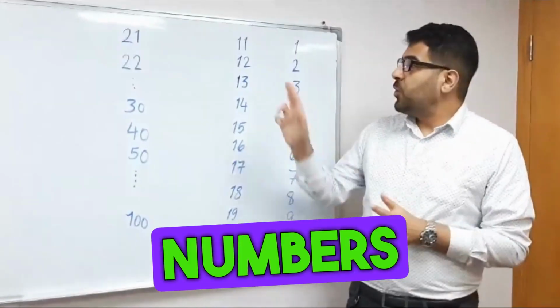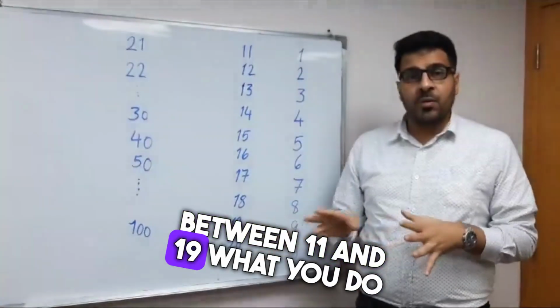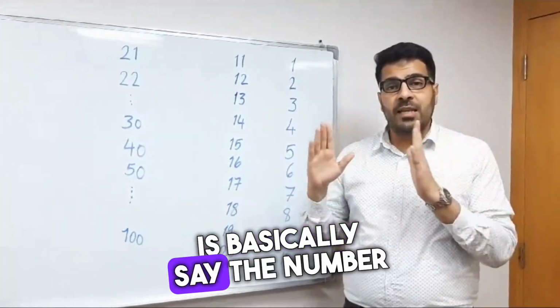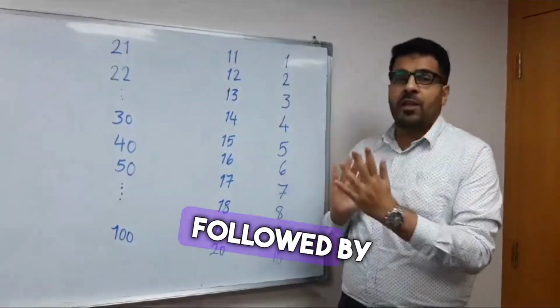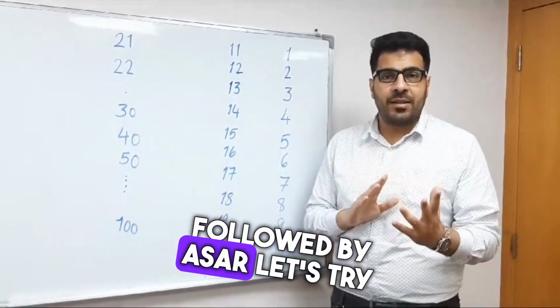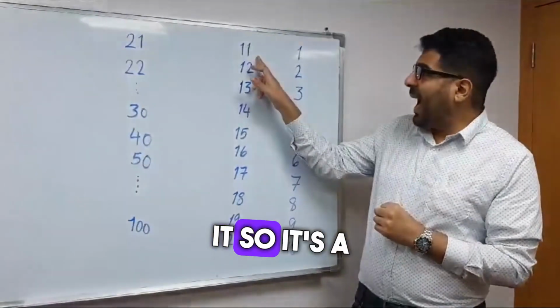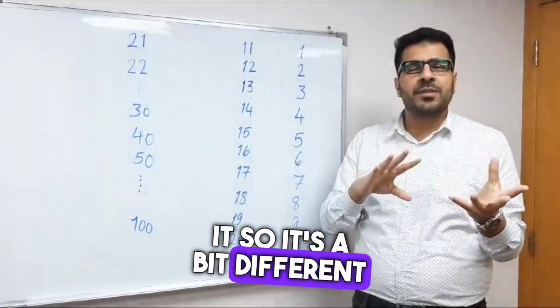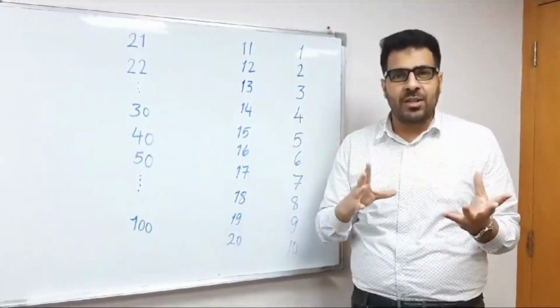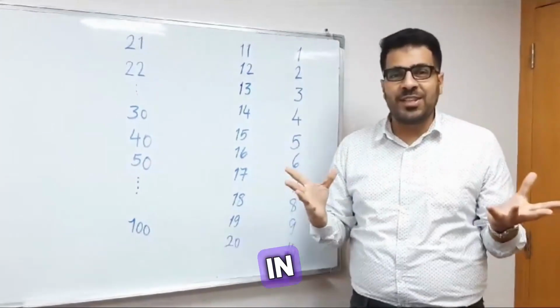So for numbers between 11 and 19, what you do is basically say the number followed by عشر. Let's try it. So أحد عشر. It's a bit different. It's not saying واحد عشر, but this is how it works in Arabic.